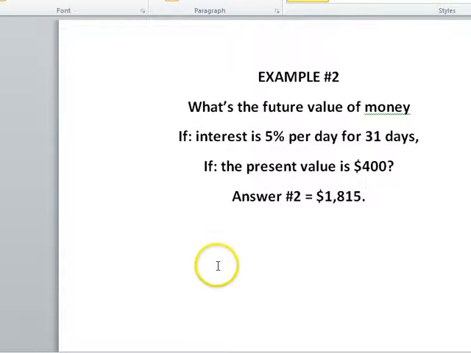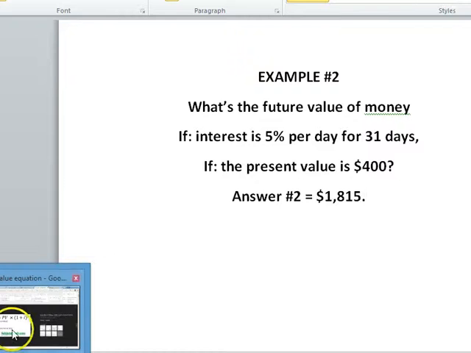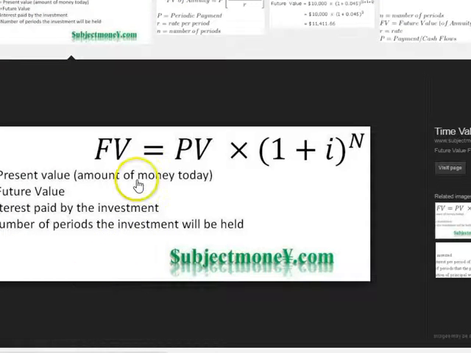All right, I hope that helped you a little bit on how to calculate future value of money using this formula right here.